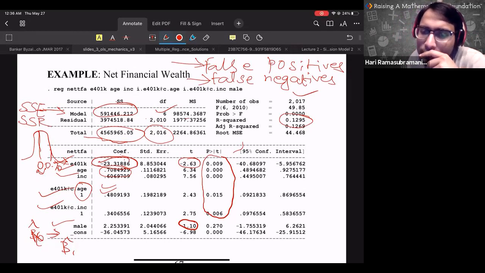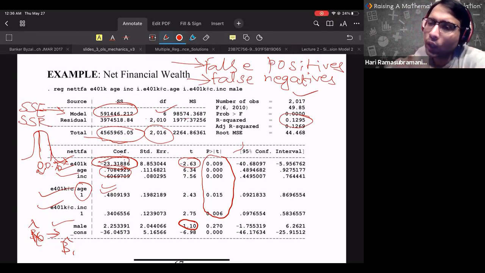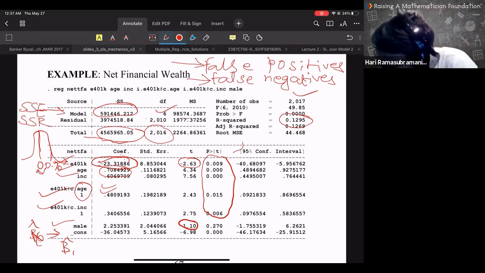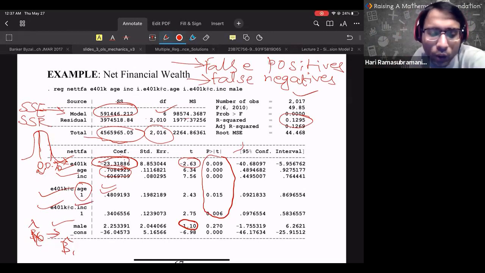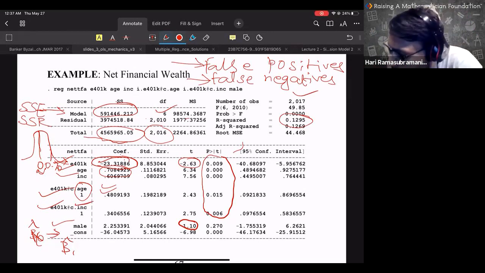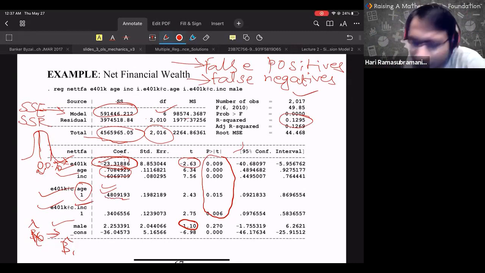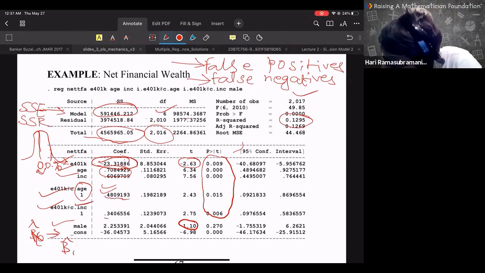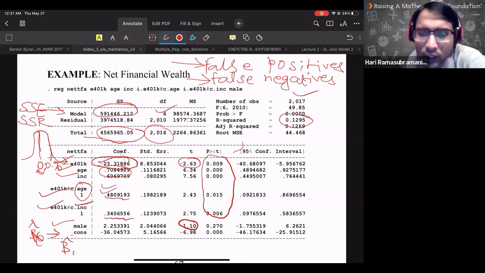So it is not surprising that you have got something that doesn't make sense, because you would expect that people who save money should have more net financial wealth. Same is the case here, right? You're assuming that the age is 0 and income is 0, because what is the partial derivative of net financial assets with respect to E401k? It is this plus 0.480919 times age plus 0.34065556 times income. Is this clear to everyone?